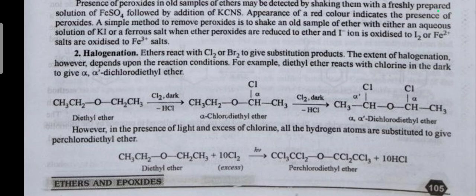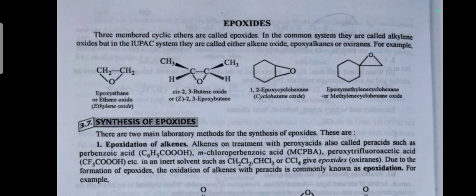Now we will start epoxides. Three-membered cyclic ethers are called epoxides. In the common system, they are called alkylene oxides, but in the IUPAC system, they are called either alkylene oxide or epoxy alkanes or oxiranes.